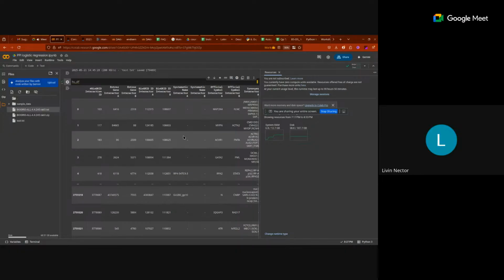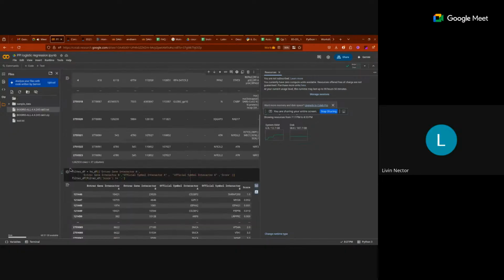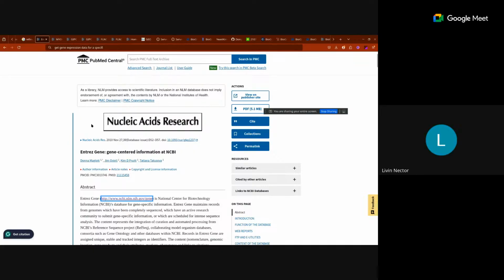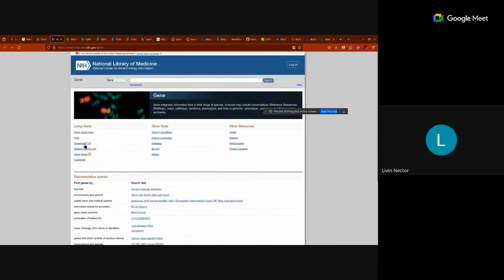I have a filtered subset with only the necessary columns that we need: the gene ID, and then the interaction source. Yeah. So with this, we also need the gene expression, right? This data set doesn't have the whole gene expression. So to get the gene expression, there is another website called Gene Expression Omnibus. That's what was suggested.